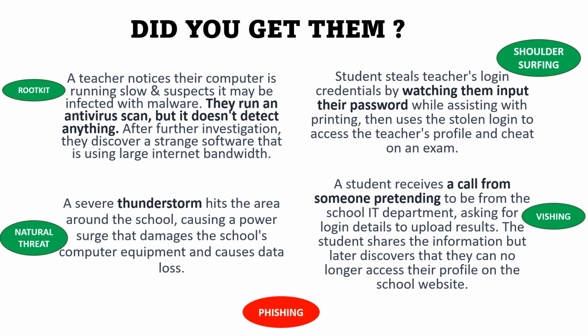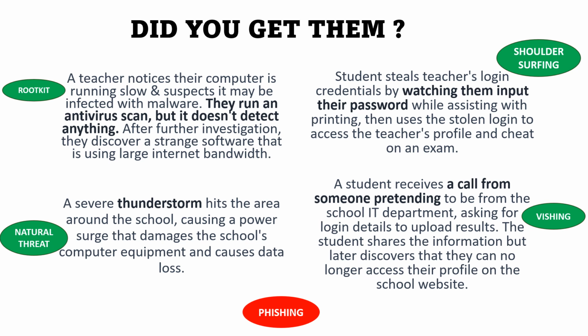A teacher notices that the computer is running slow and suspects it may be infected with malware. They run an antivirus scan but it doesn't detect anything. After further investigation, they discover a strange software that is using large internet bandwidth. This is a typical example of a rootkit. If you remember, we discussed how a distinguishing factor of rootkits is that it is not easily detected with antivirus scans and anti-malware scans. Usually they affect the operating system of the computer and need further investigation to be discovered.